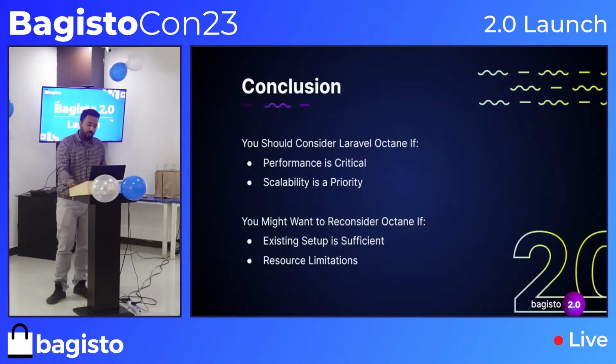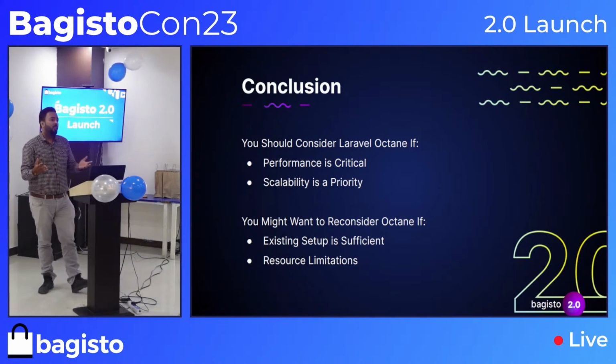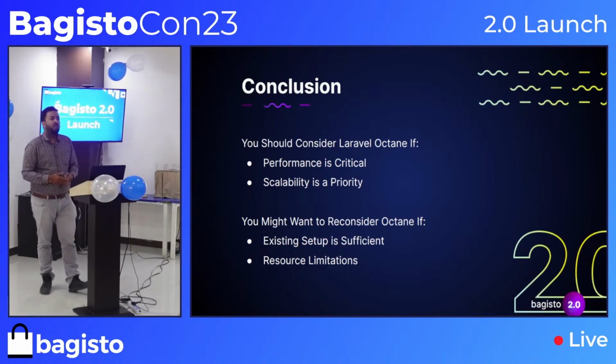Lastly, I want to conclude that you might need Octane or you might not. That depends on you. If performance is very critical and you have high traffic, then you might need Laravel Octane. If your existing setup is sufficient and you have enough servers, then you might not need Laravel Octane. But our Bagisto supports both, so you can use Laravel Octane or not. That's your choice.